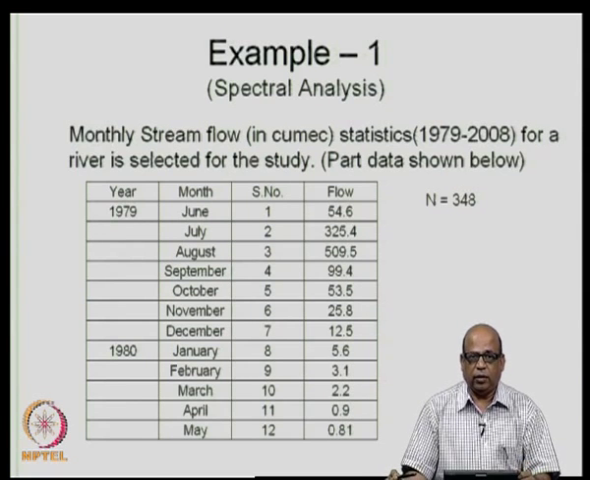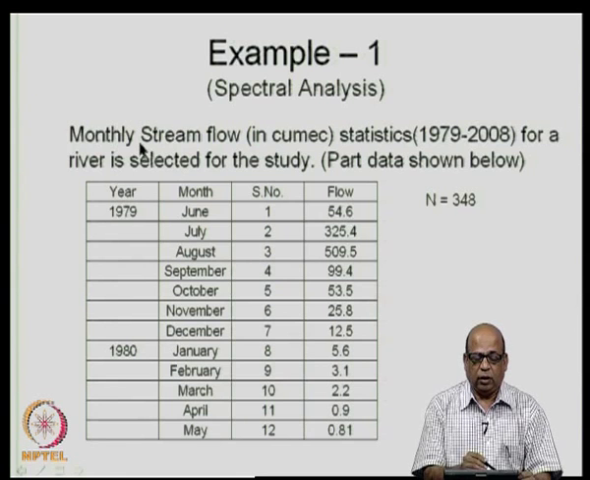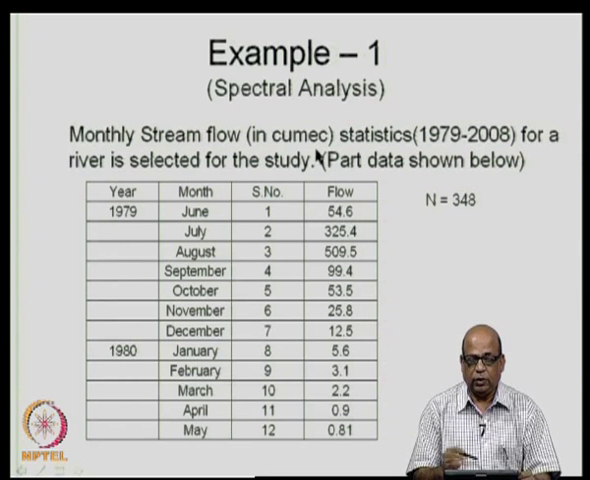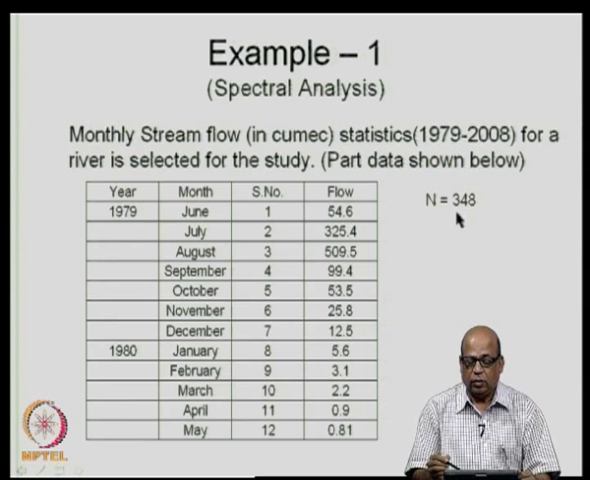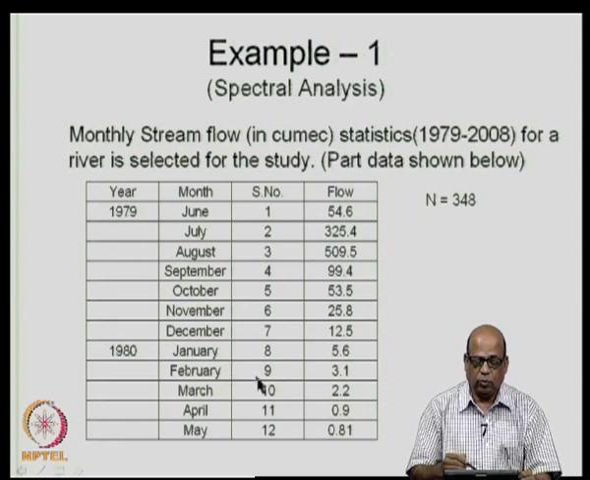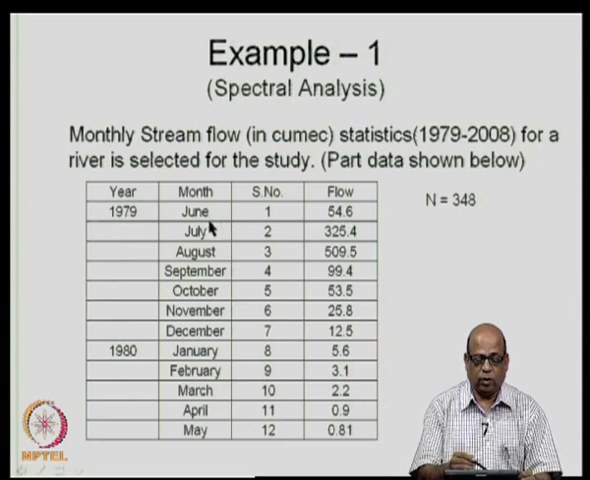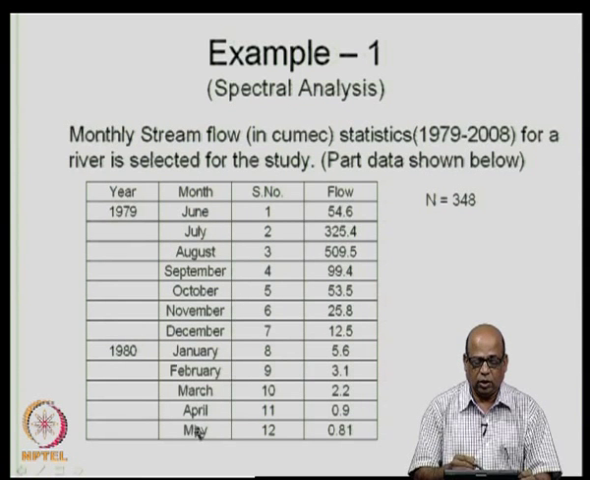So, we will continue with the example that we were discussing in the last class. We are considering the monthly stream flow, which is given in QMX. These are available for 1979 to 2008, so there are a total of 348 values. Only a few values are shown here, just to give you an idea of how the time series is arranged. For example, June, July, August, and so on, it keeps going until May of the next year, and we have the corresponding flows. Like this, 1 to 12, it keeps going until n is equal to 348.